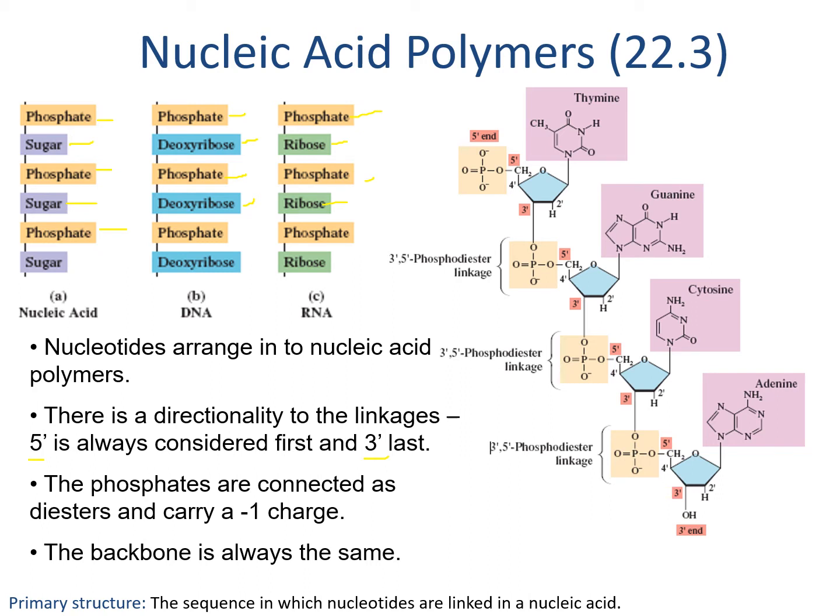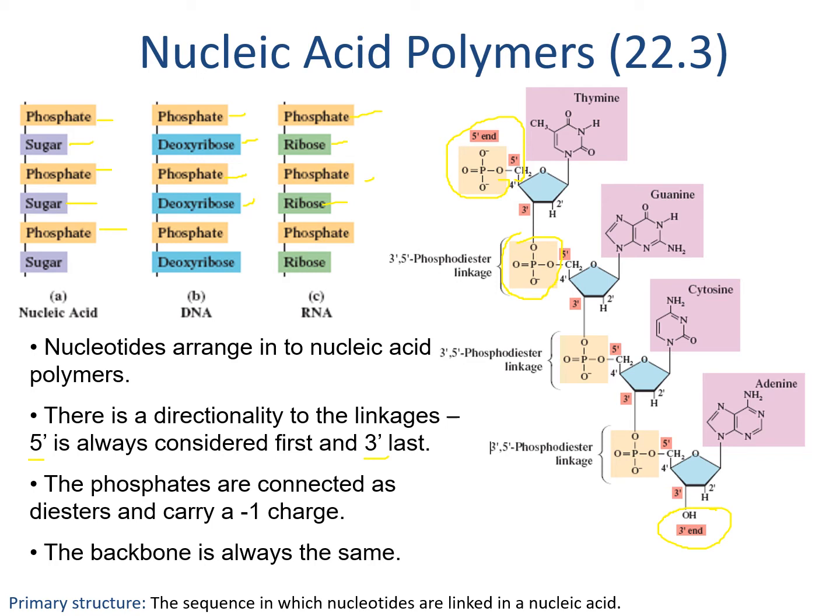The 5' end would be the end that has the 5' open. Notice that the 3' is where it's linked to the next carbohydrate in that 5' end. And the 3' end of the entire nucleic acid would be where we have an open alcohol on the 3' position.